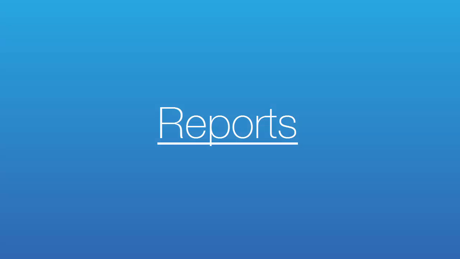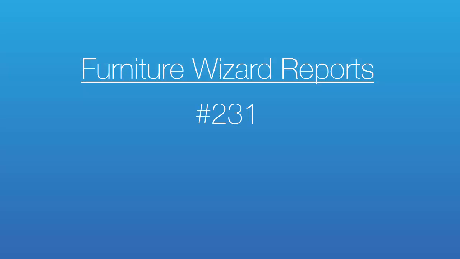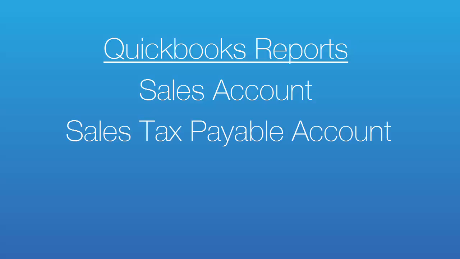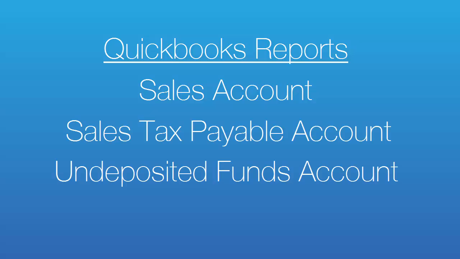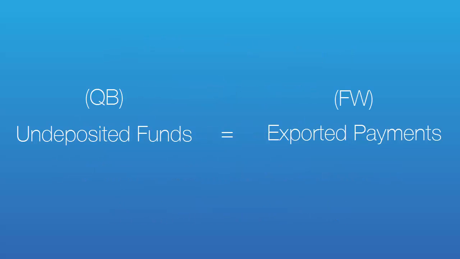To verify that your sync from Furniture Wizard was done successfully, print the following reports for a given date range. In Furniture Wizard, report numbers 231, 388, and 37. In QuickBooks, print the sales account, sales tax payable account, undeposited funds account, and cost of goods sold. Total undeposited funds should be equal to exported payments. If these totals do not match, you must compare the reports to find the missing items.